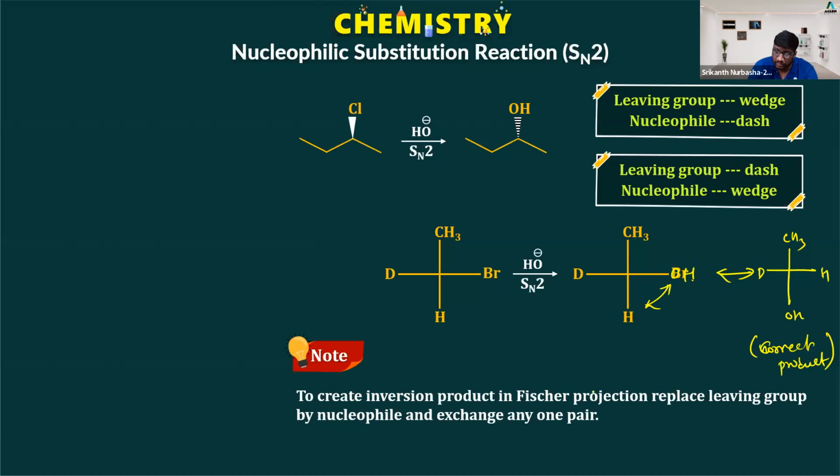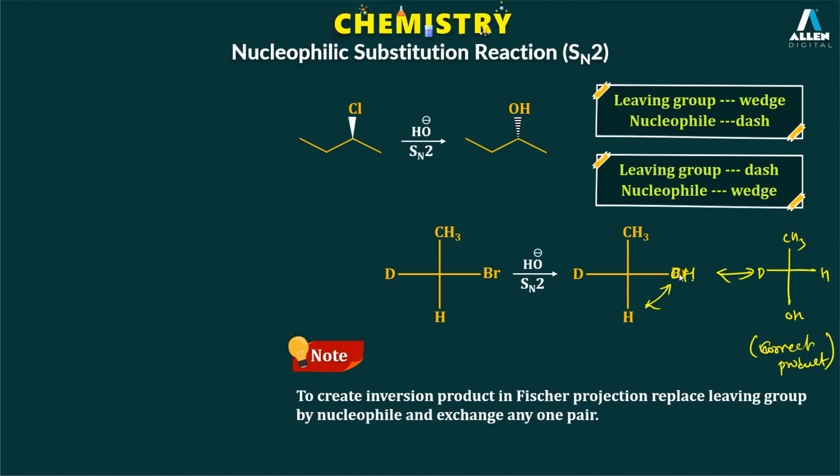Because exchange of only one pair will invert the product. As I have told you in the rules of exchanges, if you do multiple exchanges, or an even number of exchanges, you will have the same configuration. If you exchange only one time, the configuration will be reversed. So to create the inversion product in Fischer projection, replace the leaving group by the nucleophile. Bromine I have replaced with OH, and then I have exchanged one pair. OH and H I have exchanged. Is that clear, students?